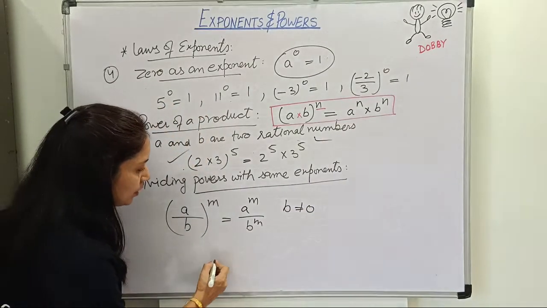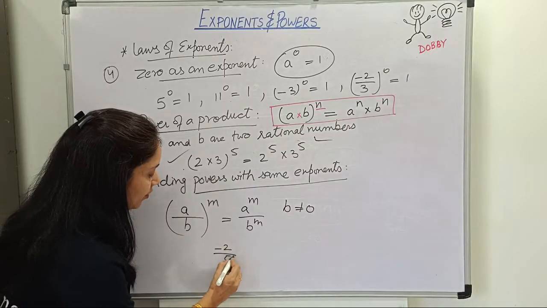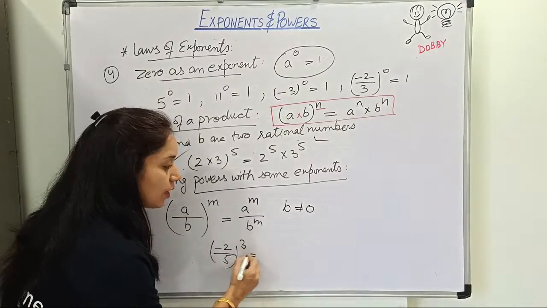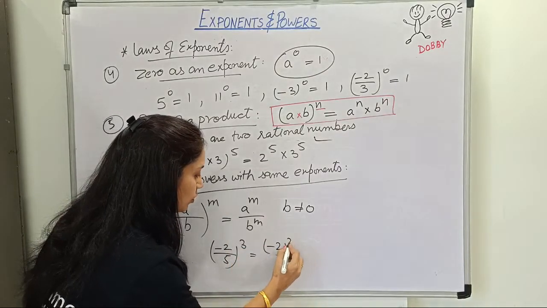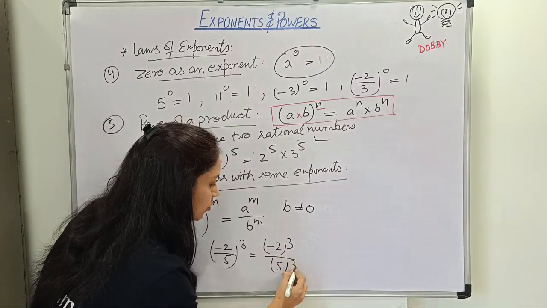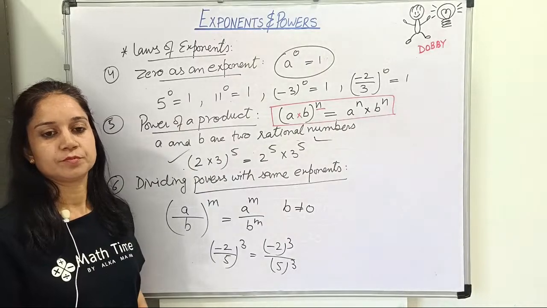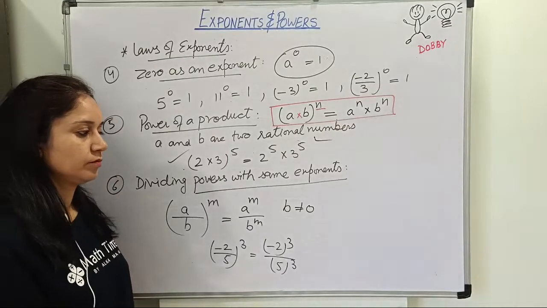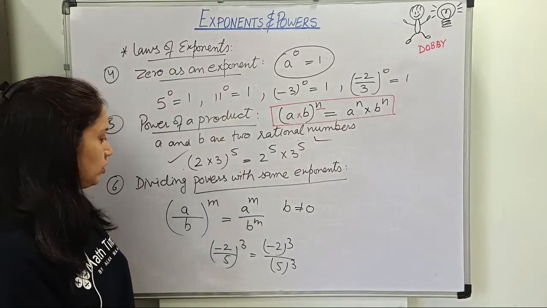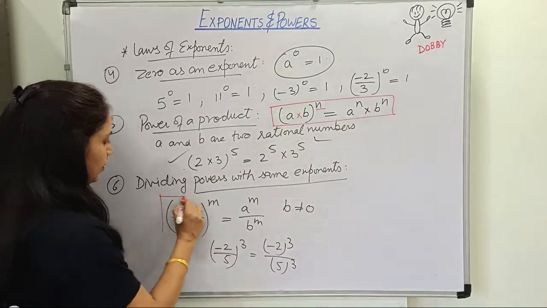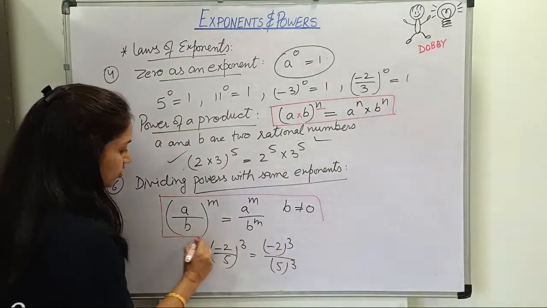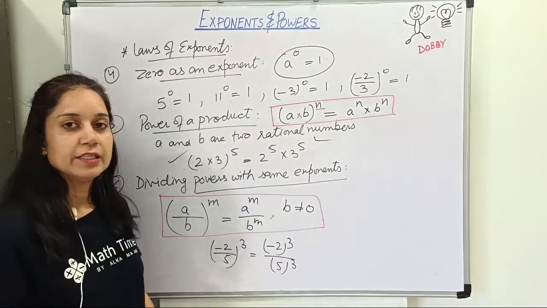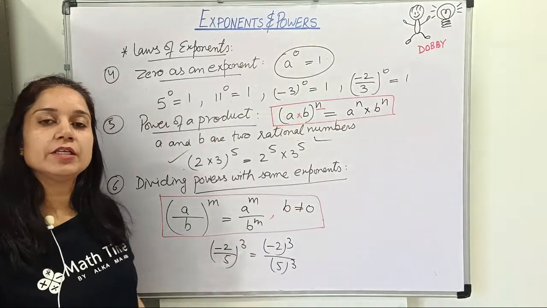Let us take an example. Suppose you are having minus 2 upon 5 raised to the power 3. It means this power 3 is on minus 2 and 5 separately also. It can be written this way. So this is your sixth rule. In a rational number, ensure that B should not be 0. The denominator should not be 0, because if the denominator is 0, then it is not a rational number. When the denominator is 0, it is not defined.